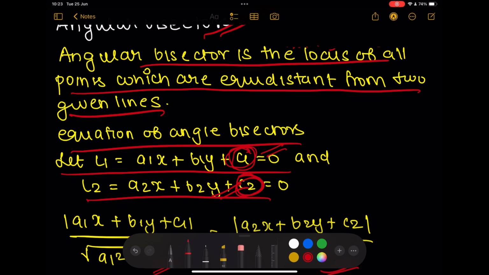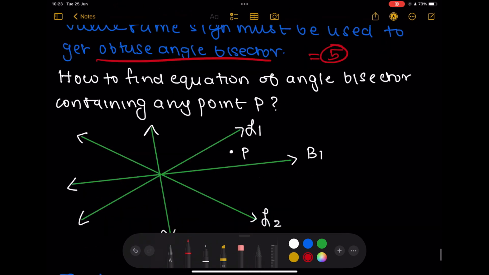Once you make the constants of same sign, then you calculate the value of A1 A2 plus B1 B2, and if that is positive, then take positive sign for obtuse angle bisector, and if that is negative, then take negative sign for obtuse angle bisector, and for acute angle bisector, take the opposite sign. Like if A1 A2 plus B1 B2 is coming out to be positive, then take negative sign for acute angle bisector. If A1 A2 plus B1 B2 is coming out to be negative, then take positive sign for acute angle bisector. Clear? I hope it's clear.